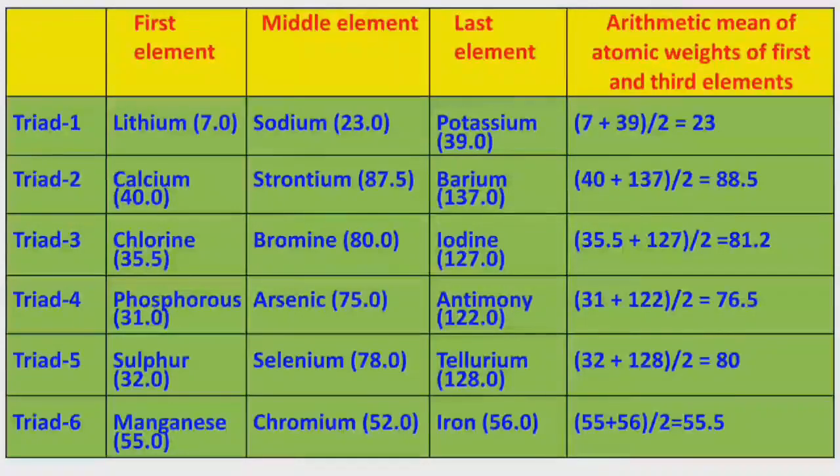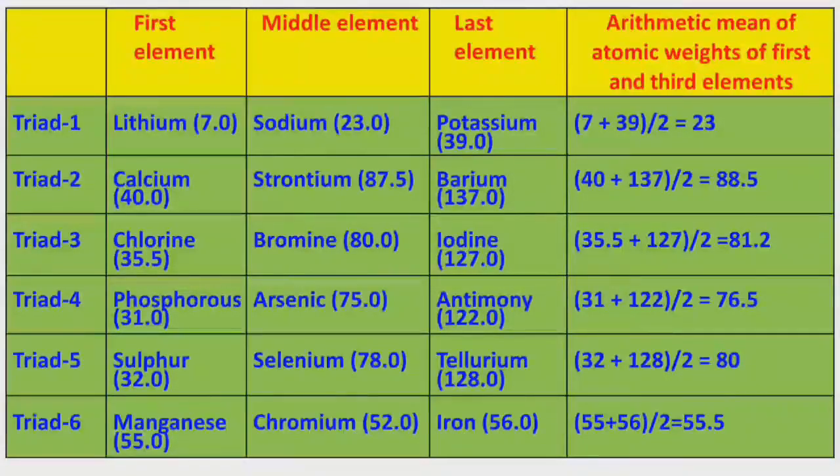If you observe, lithium has atomic weight 7 and potassium has atomic weight 39. If you take the arithmetic mean of lithium and potassium, 7 plus 39 is equal to 46, divided by 2, that is 23. 23 is the atomic weight of sodium.